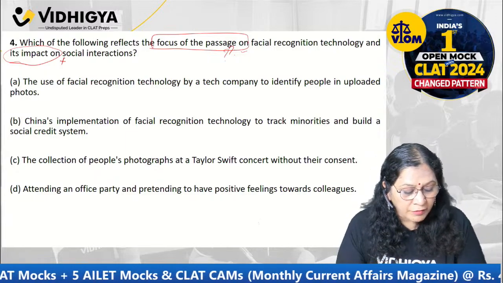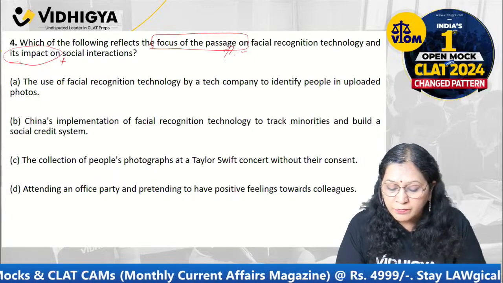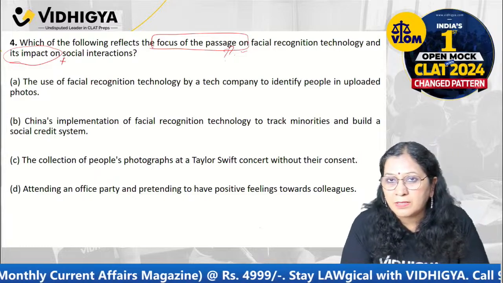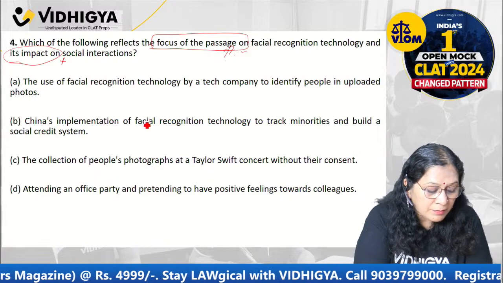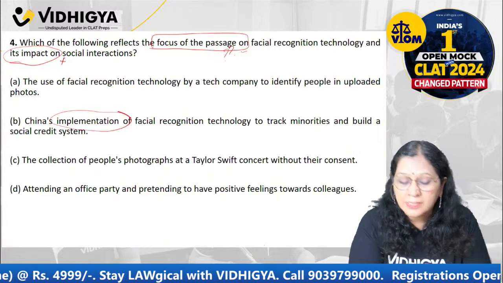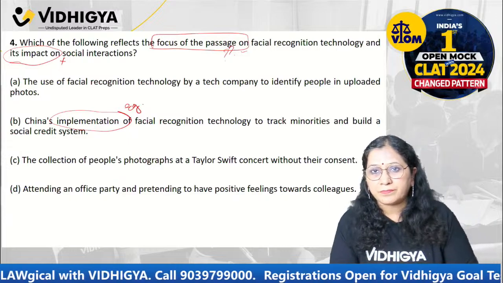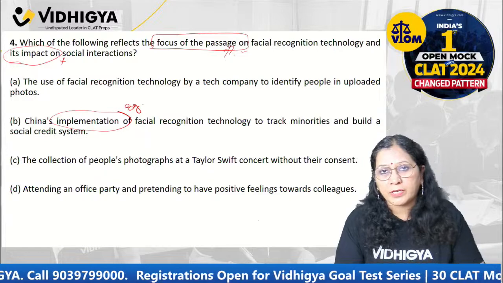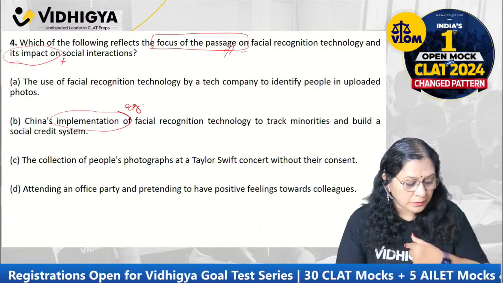China's implementation of facial recognition technology to track minorities and build a social credit system, B वाला. But again understand, social interactions की बात नहीं थी यहाँ पे, right? Focus China's implementation पे नहीं था. Again as I said, China का एक example था बस. Example author use करता है अपने ही point को prove करने के लिए या support करने के लिए. So B will not be the answer.